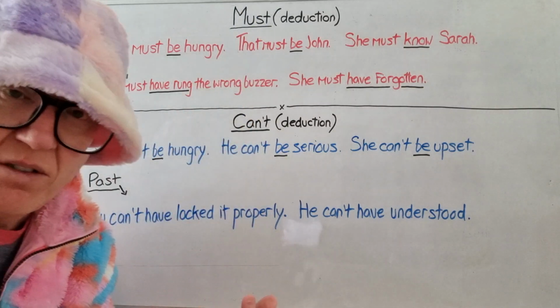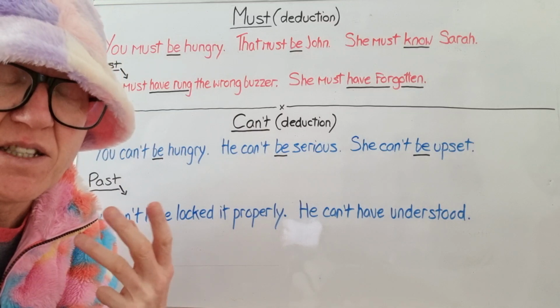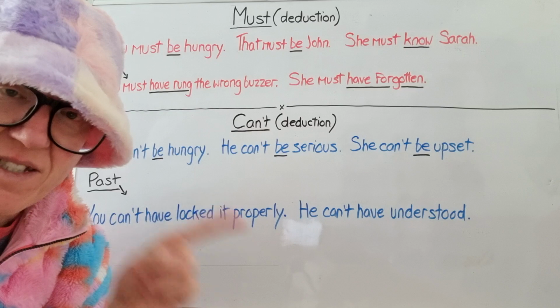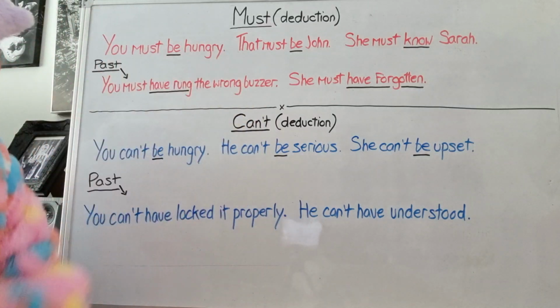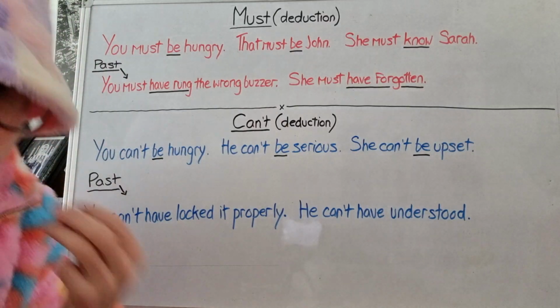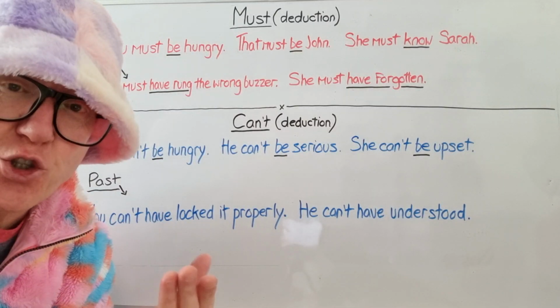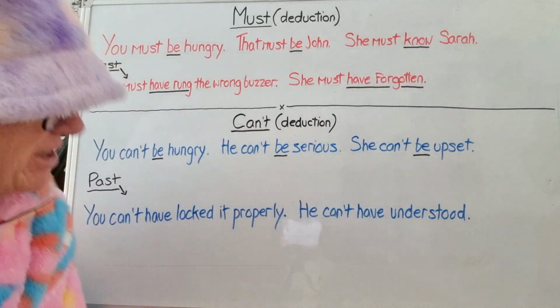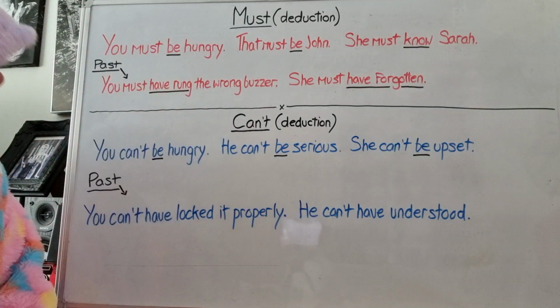Now, you're waiting for John, okay? And it's the right time for him to arrive, and you hear the buzzer. Ah, that must be John. Because you're expecting him, you deduce, that's the verb by the way, deduce, D-E-D-U-C-E, from deduction, that's the noun. You deduce, that must be John.